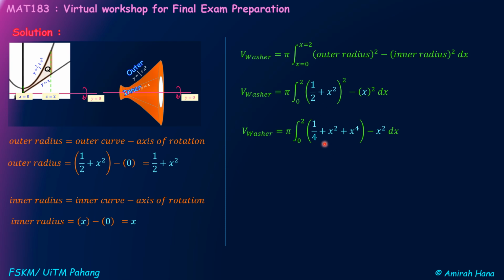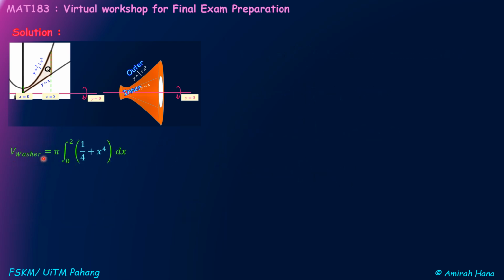Okay? Alright, after that, we can simplify the x squared here and the minus x squared here. So, after we simplify, we get this. Volume by washer equals to pi, integrate from 0 to 2, 1 over 4, and after we eliminate x squared minus x squared here, we get plus x to the power of 4. Okay? From the previous slide, we get this. Start from here, we can integrate one by one with respect to x. After we integrate, no more integration sign. We still have the constant pi outside here.